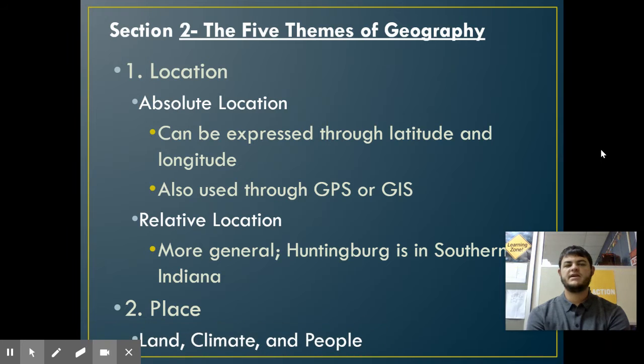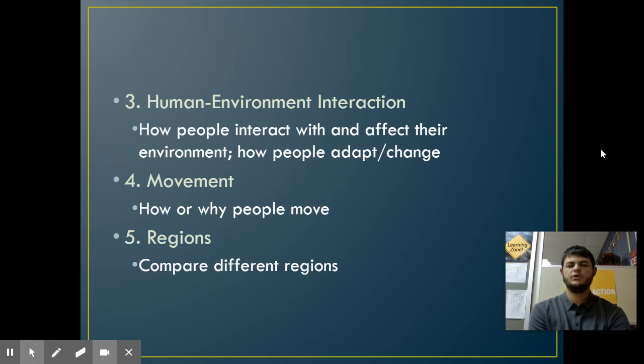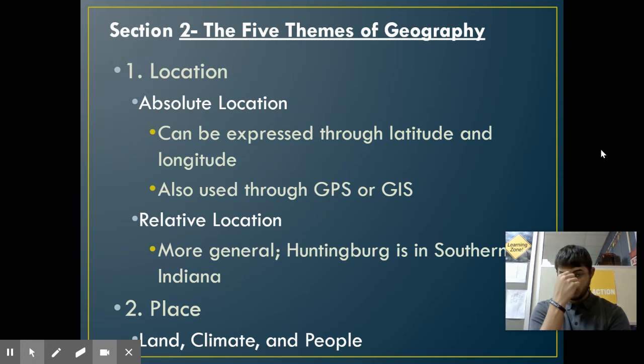One of our big things that we're covering today, though, will be the 5 themes of geography. Those 5 themes are location, place, human environment interaction, movement, and regions. We're going to go through each one now.